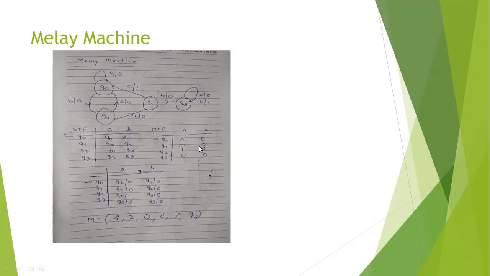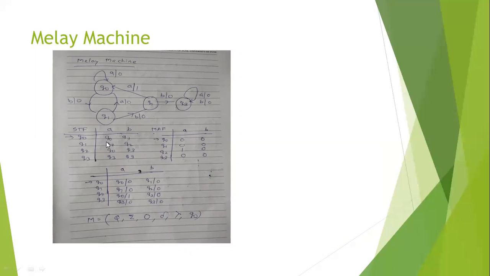Now we have MAF function, machine associated function. So what is machine associated function? So here this table is indicating where the states are traversing, and this table is indicating what is the output when it is traversing the particular state.